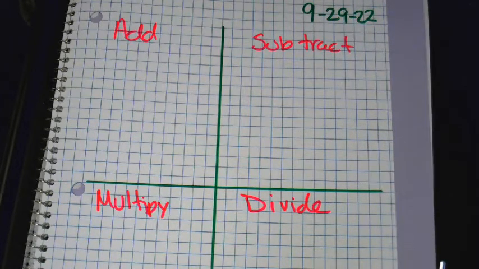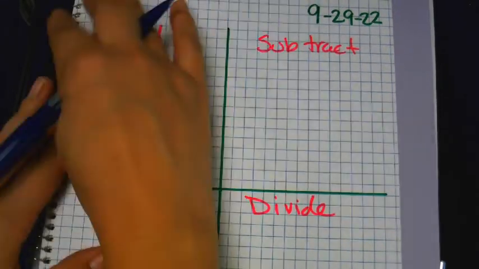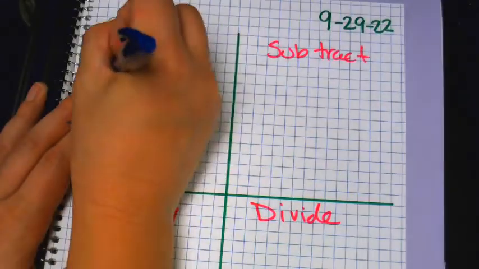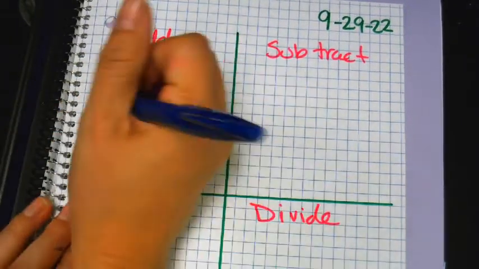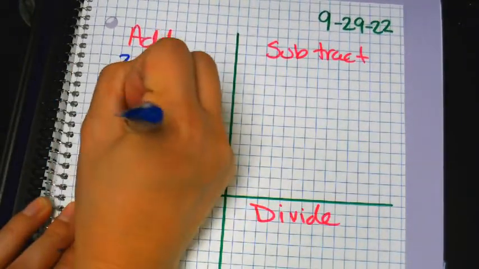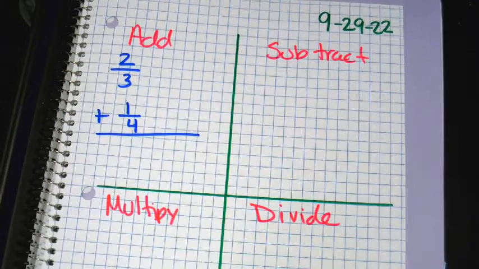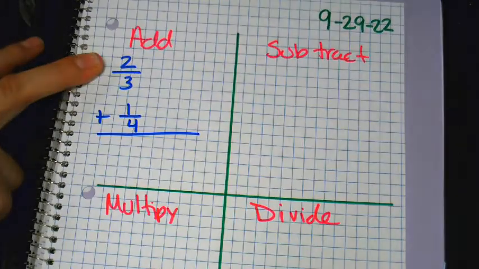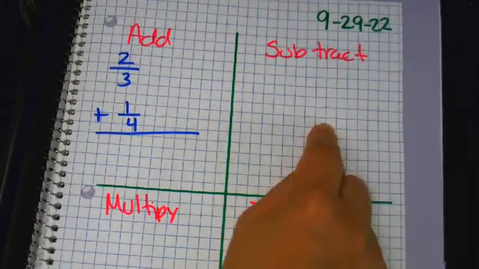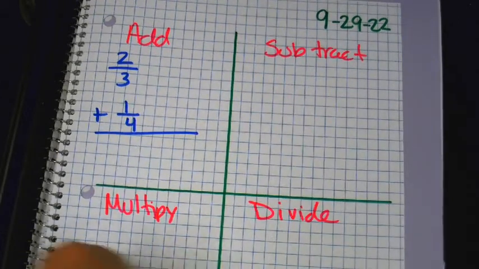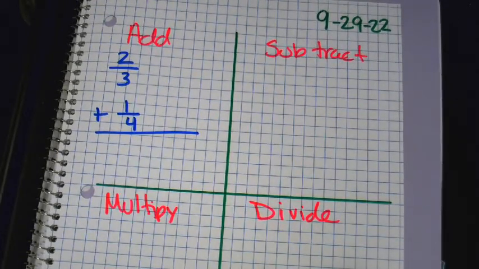Okay. We are going to take the same fraction and do all 4 operations with it. Okay? So we are going to take 2/3 plus 1/4. And we're going to take this set of fractions and add it, and then subtract it, and then multiply it, and then divide it. It's going to be super awesome.